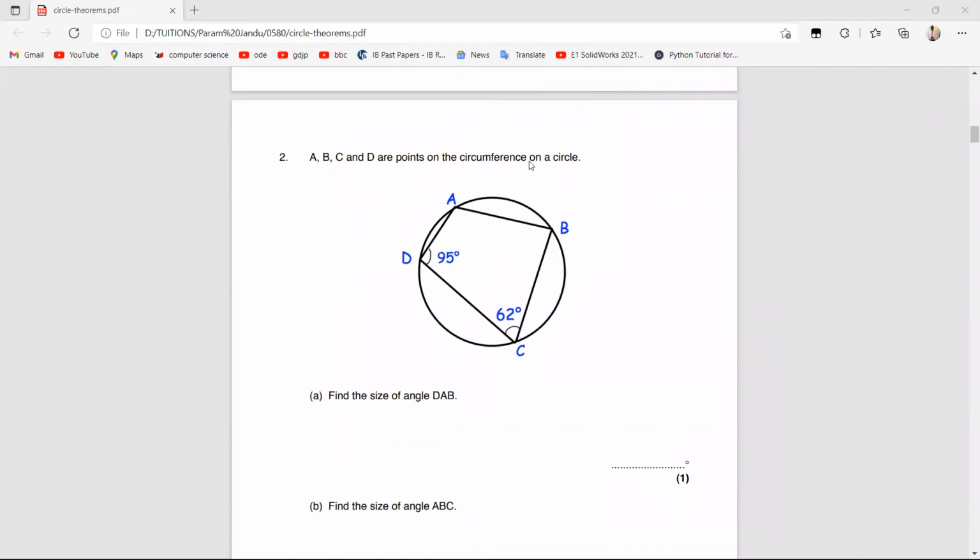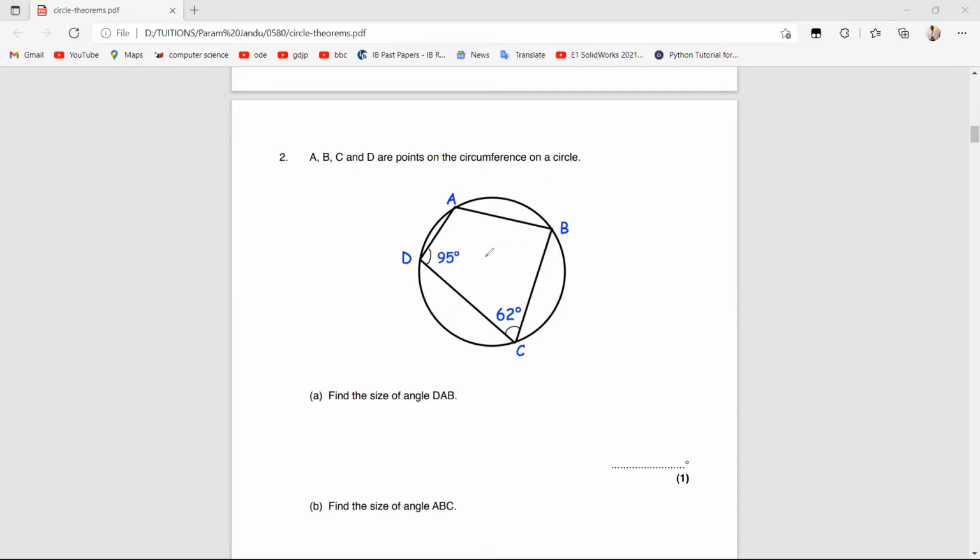Question number 2, A, B, C, D are points on the circumference of a circle. Now, if you look well, guys, ABCD is a quadrilateral and it has a special name. We call it a cyclic quadrilateral. Why do we call it a cyclic quadrilateral? Because its vertices are all touching the circle. The vertices must all be touching the circle for us to call it a cyclic quadrilateral. Now, if you remember very well, the theorem that deals with a cyclic quadrilateral states that opposite angles in a cyclic quadrilateral add up to 180.